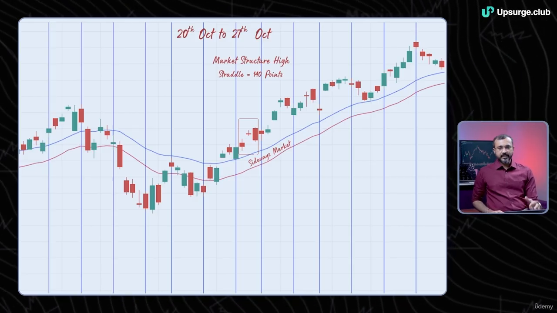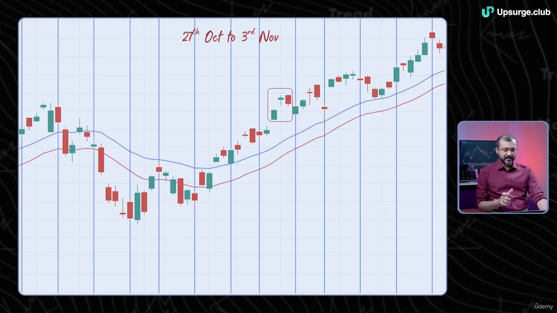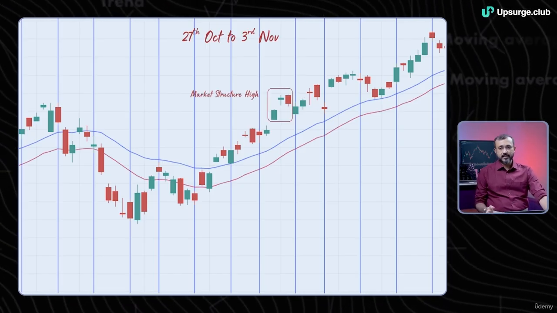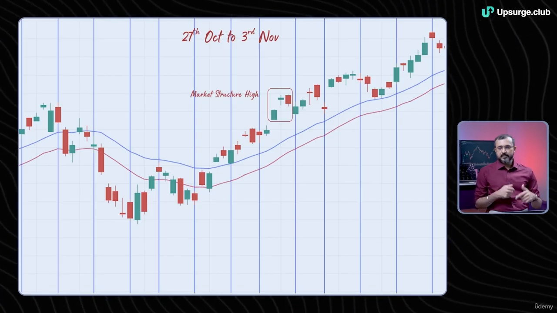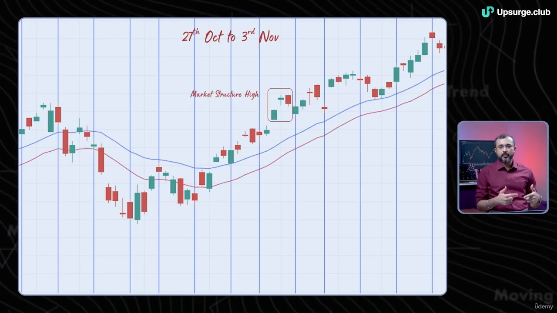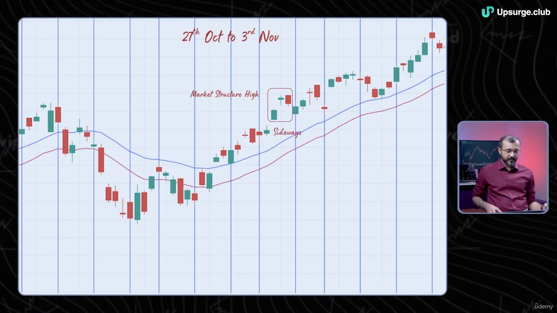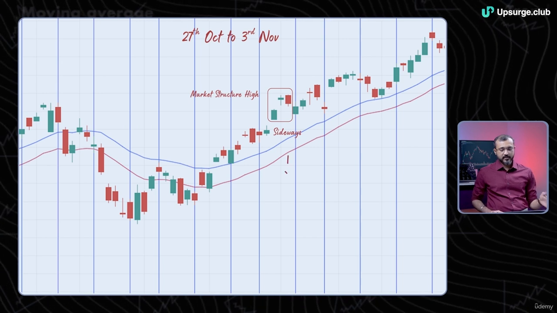In the 44th week, if you see, from 27th October to 3rd of November, in between there is a market structure high. Two bullish candles and one bearish candle which is engulfing the previous candle. We are getting a lower close, which means we are forming a market structure high above the moving average. So the trend is sideways. So we know the strike. What we do is we select the median range, we go short.